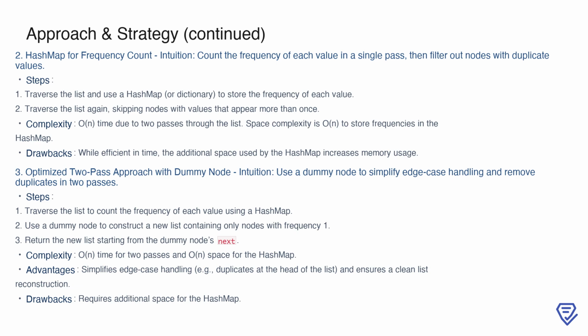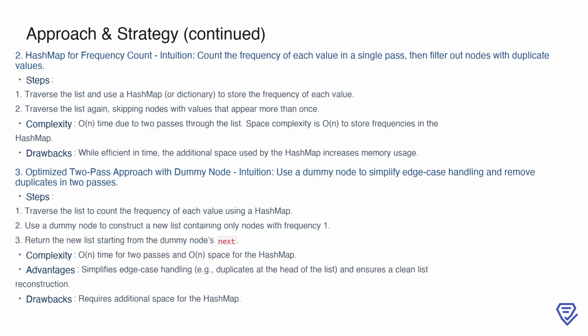While this method is faster, it does have the drawback of increased memory usage. To address some of the challenges in list reconstruction and edge case handling, we can refine this further. That's where the optimized two-pass approach comes in. This approach introduces a dummy node to streamline edge case handling.